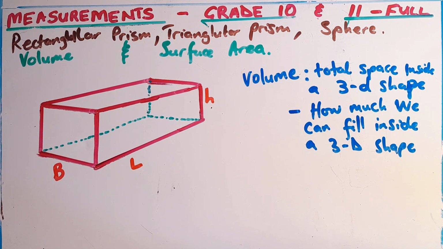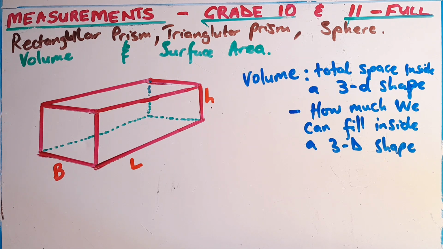So let's go on to volumes and total surface areas. We are starting to deal with a rectangular prism, triangular prism, and a sphere. Then we can deal with the pyramids and a cone in the next chapter.